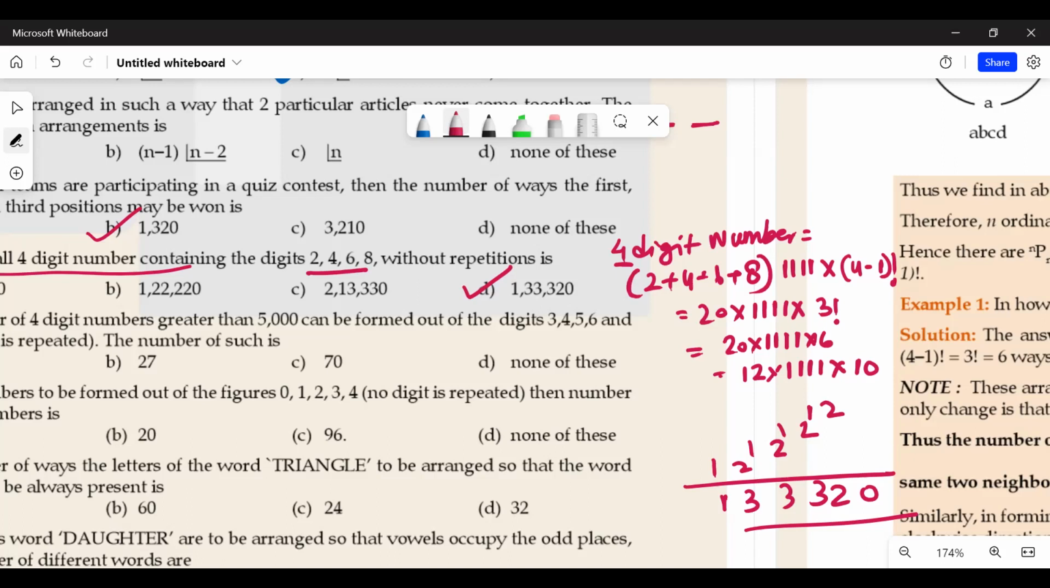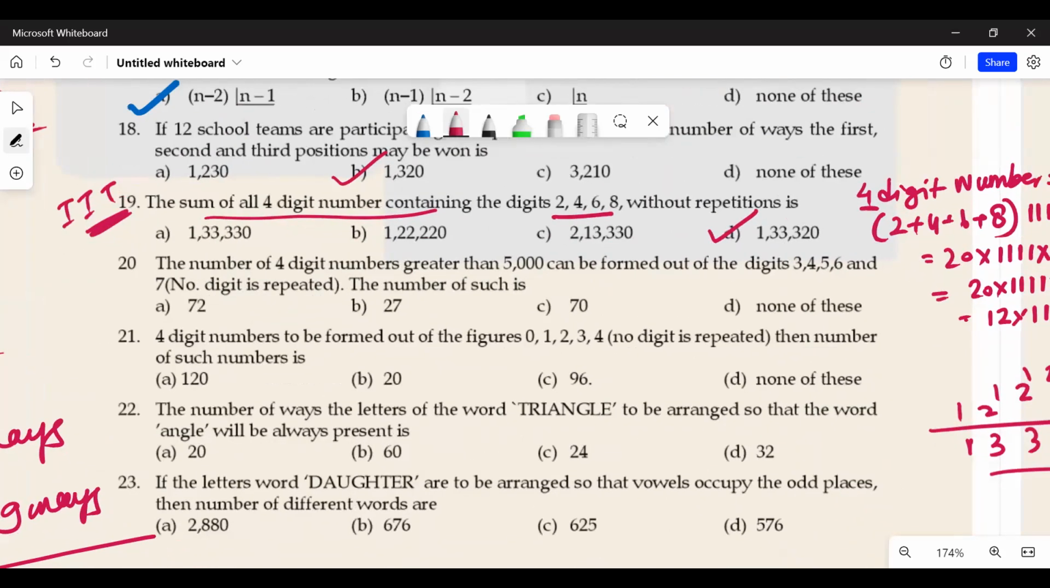Done. Yes, sir. You want to try question number 20?